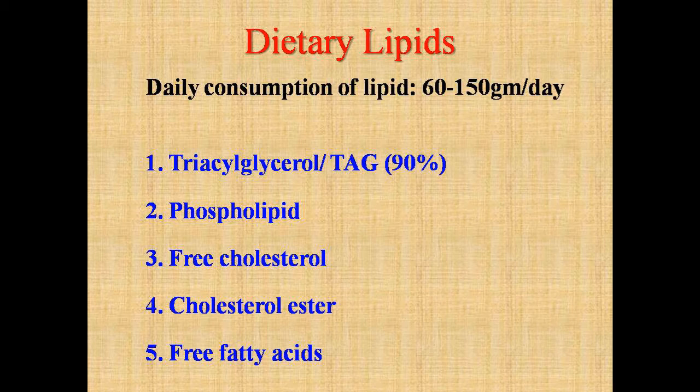First of all, come to the dietary lipids. An adult daily consumes about 60 to 150 gram of lipid, out of which 90% is triacylglycerol and the remainder consists of primarily phospholipid, free cholesterol, cholesterol ester and free fatty acids.